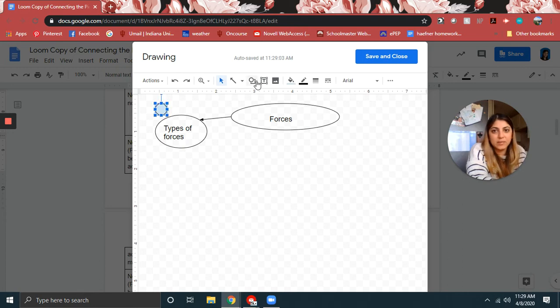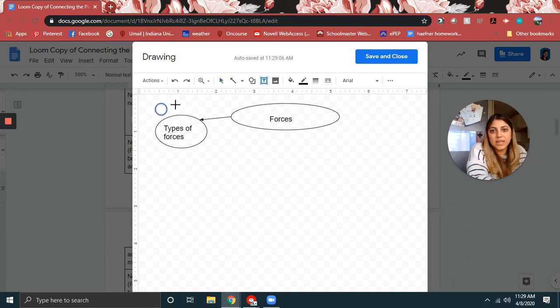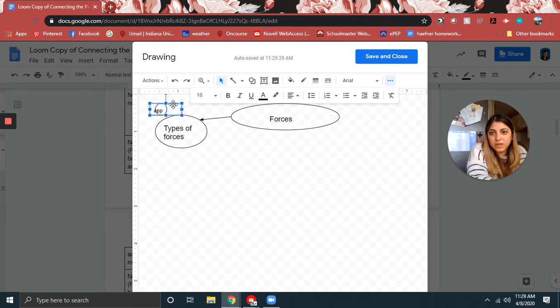So you can go ahead and make your circle. Let's go ahead and make that transparent. Take your text box. Maybe I start with applied, right? Let's put this up a little bit. And let's make this a little smaller because it's clearly not as big of a deal, right? And then we would start with, let's go ahead and do that in the middle.